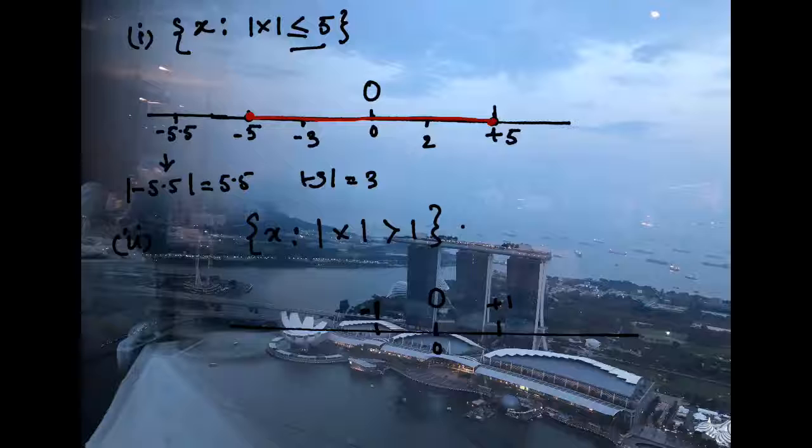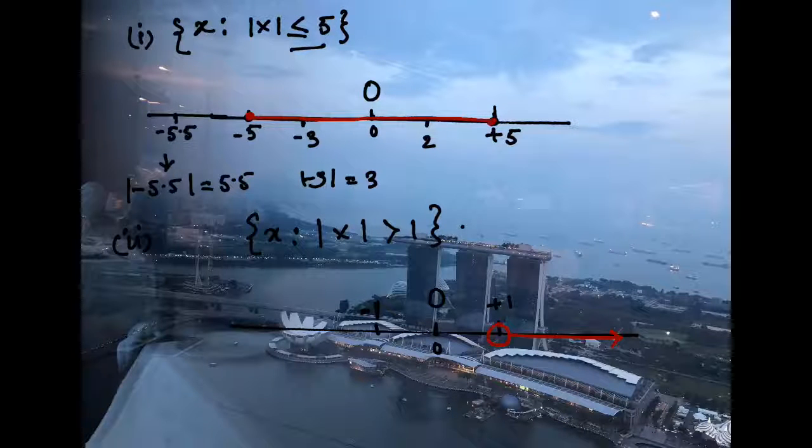Now let's see. As it is greater than 1, it doesn't touch this point, so I am taking a hollow circle over here. Now x greater than 1 extends towards positive infinity.